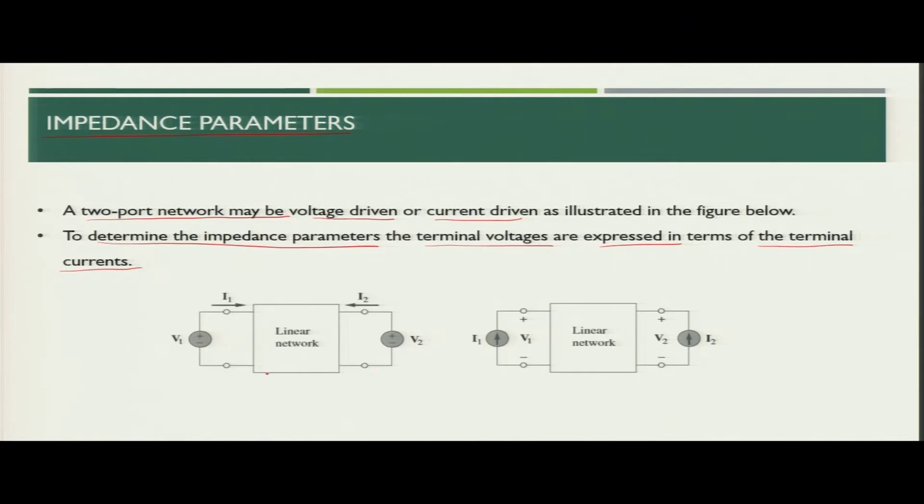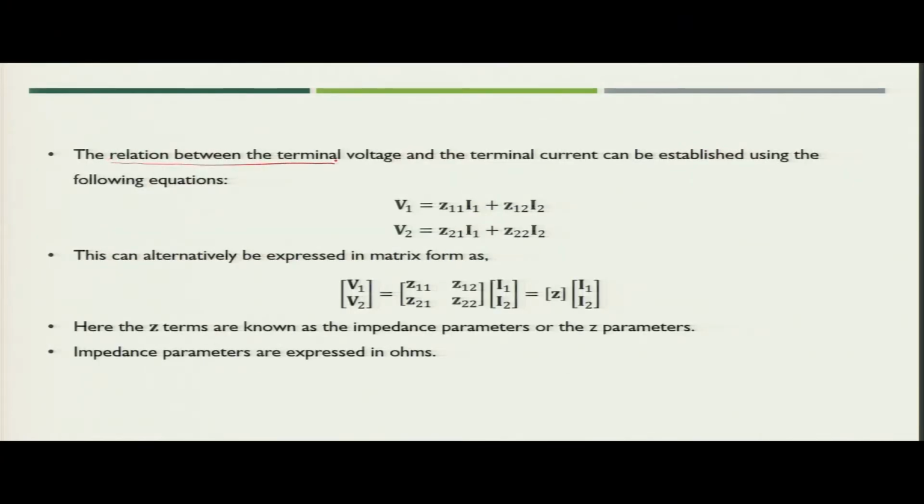If you see this particular figure, we need to find the relationship between terminal voltage and terminal current. Suppose there are some parameters called Z11, Z12, Z21 and Z22. So, what can we write? We can write V1 as Z11 I1 plus Z12 I2, and V2 as Z21 I1 plus Z22 I2, or in matrix form you can represent these two equations as a matrix of V1 and V2, and then you will have the impedance matrix, that is Z11, Z12, Z21 and Z22, and then the current vector.